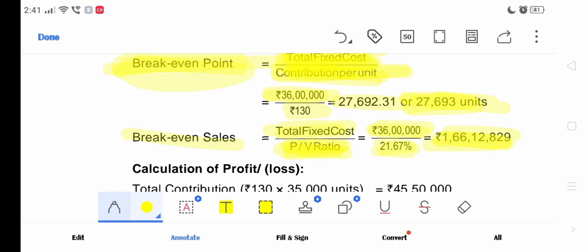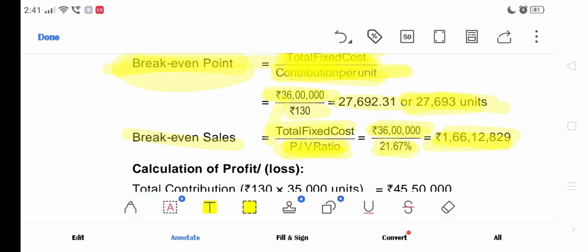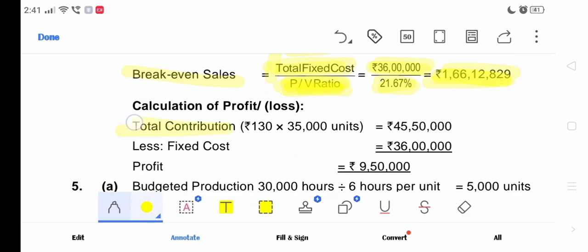So what is the total contribution? We don't have total contribution, ma'am. We have a contribution per unit, no. So per unit, what is the contribution? 130. How many units? 35,000 units. That only we are going to do. So total contribution is 130 per unit into 35,000 units. Why 35,000 units? Because he asked. So 35,000 units into 130, which comes to 45 lakh 50,000.